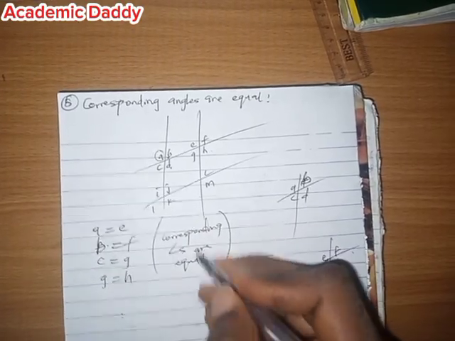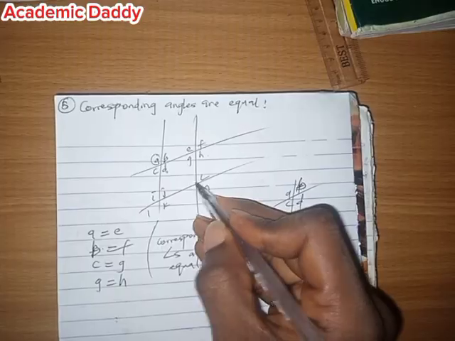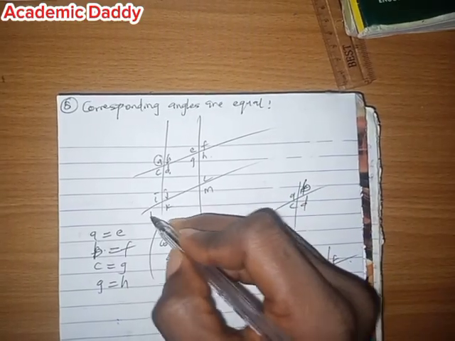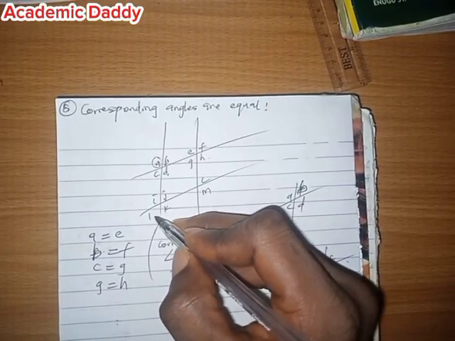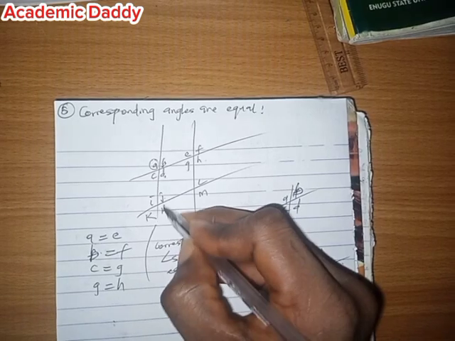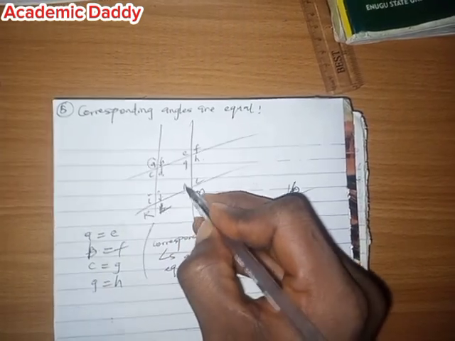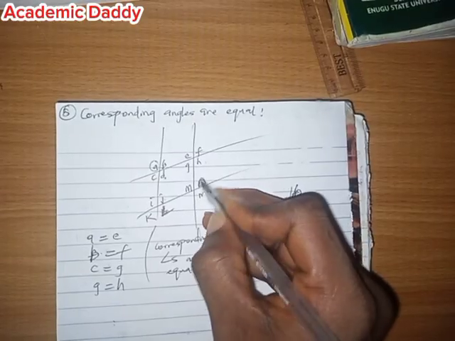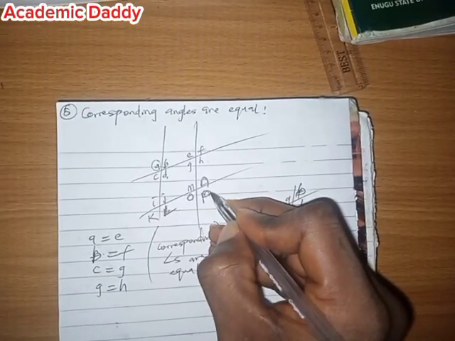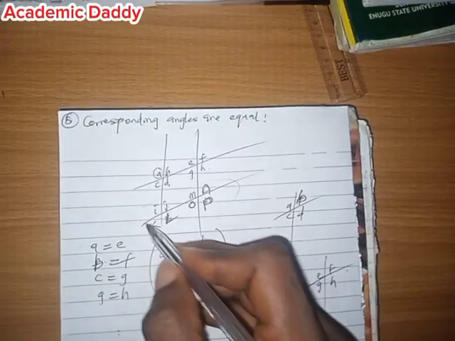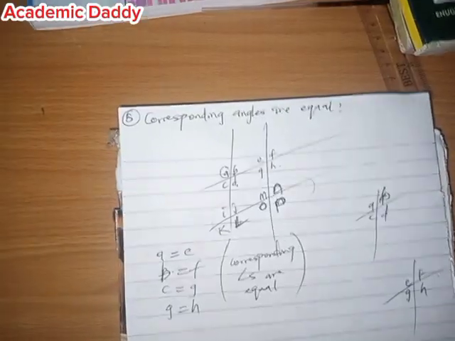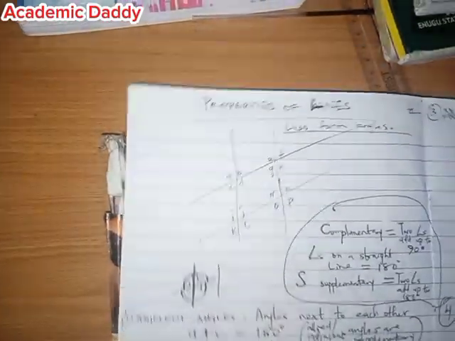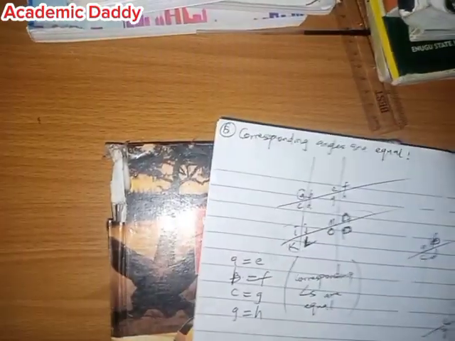Now using the same approach, find me the corresponding angles here. I, J, K, L, M, N, O, P. So find me the corresponding angles here. So if you do that, I want to believe that we can now take an example.